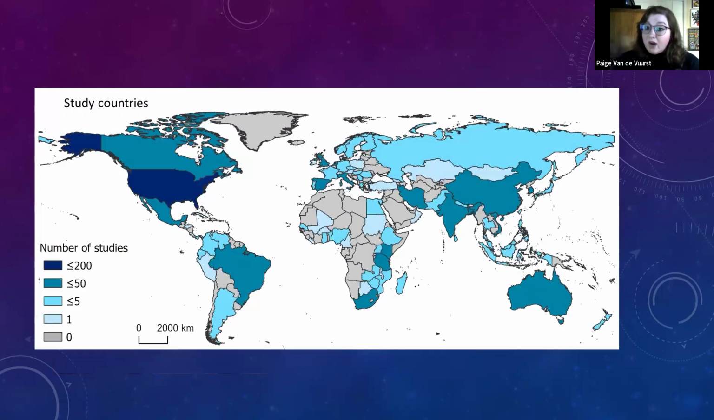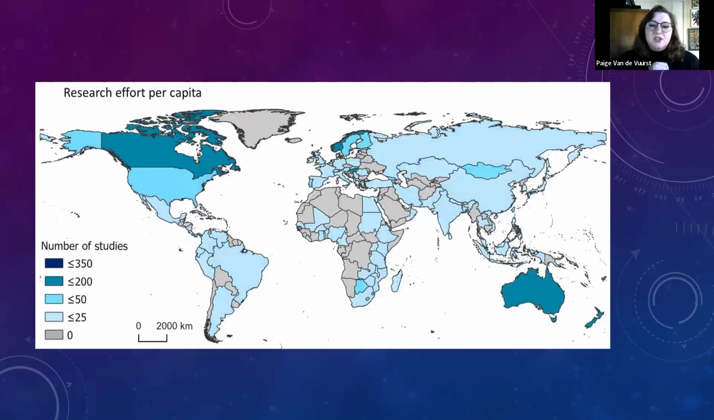We also wanted to assess where research was being conducted so that we could get a better understanding of kind of socioeconomic and societal distribution of research. And what we identified was that many of the countries that had a lot of studies occurring in them also had high human population densities. So we decided to correct for population and identify research effort per capita for each country.